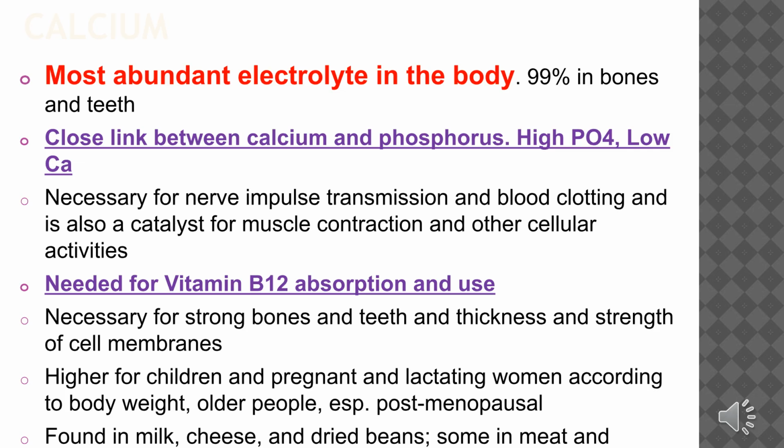Calcium is the most abundant electrolyte, necessary for nerve impulse transmission, blood clotting, and muscle contraction, and for strong bones and teeth. The normal value is 8.5 to 10.5 milligrams per deciliter.